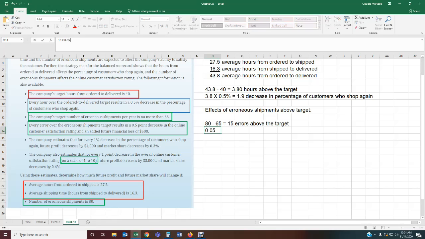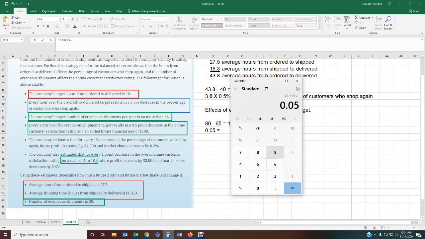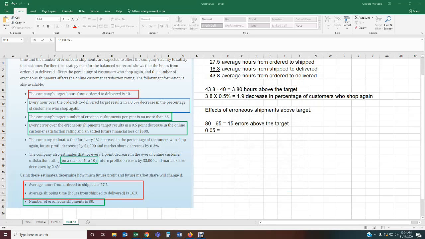And then what does that give me? Let me get my calculator out. I had 15 errors above the target, and I'm going to multiply by 0.05. That gives me 0.75, a 0.75 decrease in overall online customer satisfaction rating.